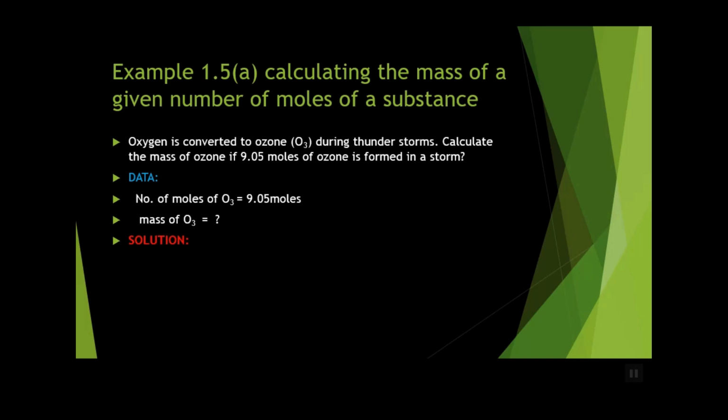substance. After finding the molar mass, we will apply formula. So, molar mass of O3 is 3 into O. O is a symbol of oxygen. So, 3 into 16 and we get the 48 gram. 48 gram is the molar mass of O3.